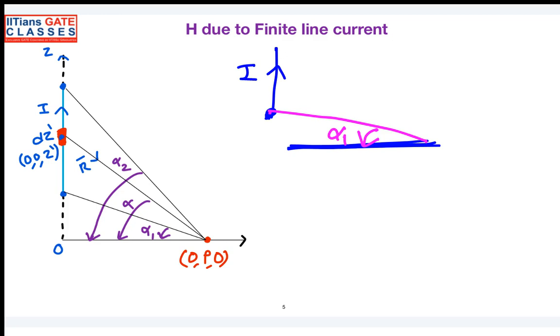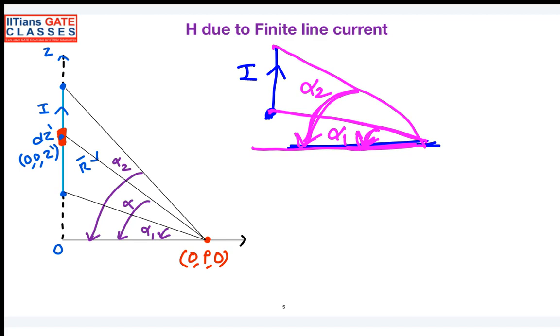So alpha 1 is the angle made by the lowest edge with respect to the radial line, and alpha 2 is the angle made by the upper edge with respect to the radial line. And always the arrow should be pointing to the radial line. So the arrow should be pointing towards the radial line.